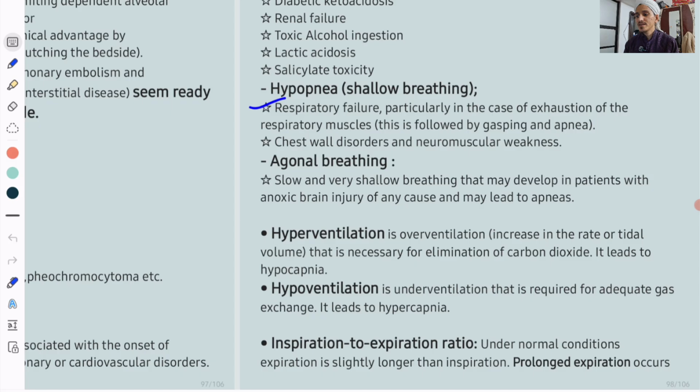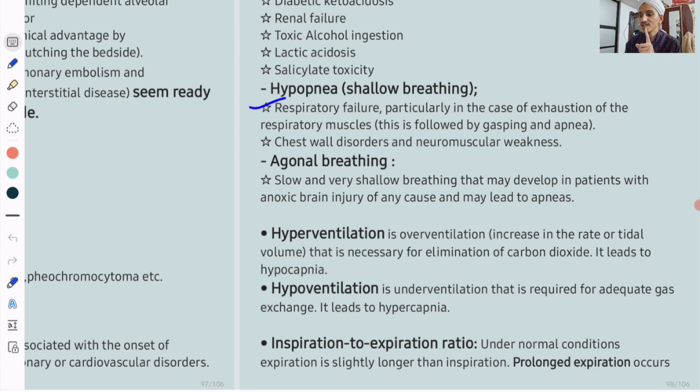This is followed by gasping. Gasping is single sighs, like this. These are gasping, and then it is followed by apnea, cessation of respiration. So hypopnea, shallow, superficial breathing, where the patient is not breathing deeply, means the patient is going into respiratory arrest. It is an impending sign of respiratory arrest.